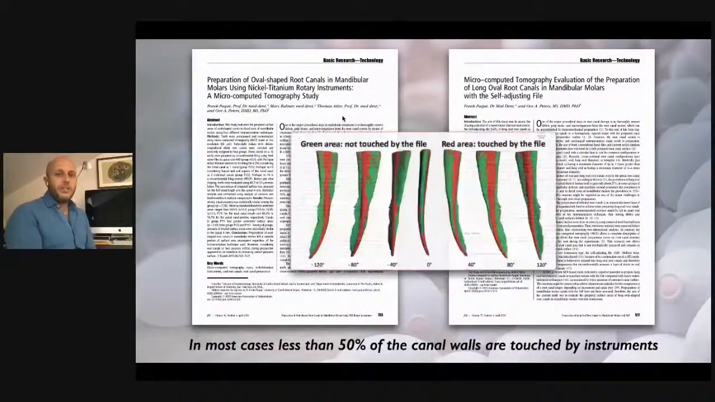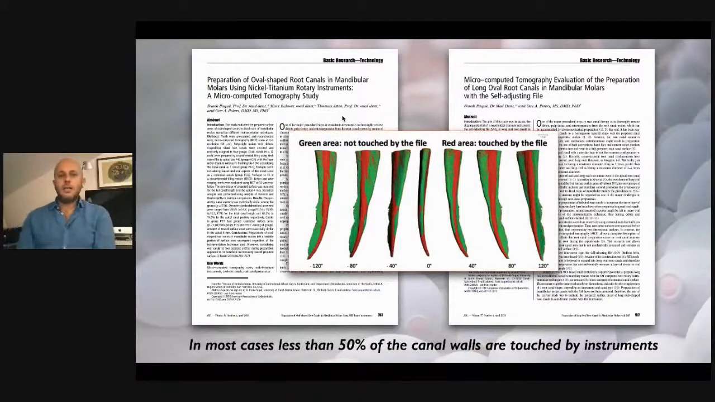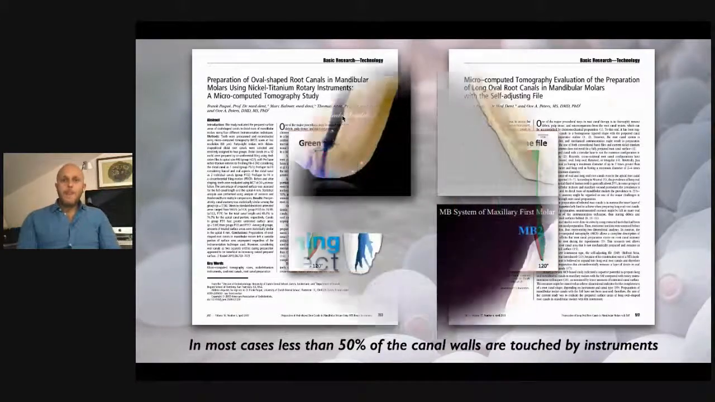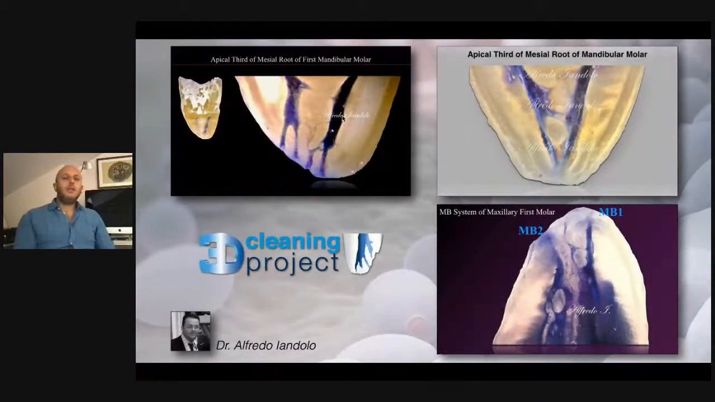We have so much literature that teaches us that each file can touch no more than 50% of the dentinal walls during instrumentation, during shaping. So the remaining amount of canal walls has to be cleaned, disinfected and shaped by the action of chemical solutions. Because the anatomy is very, very varying, is very complex.